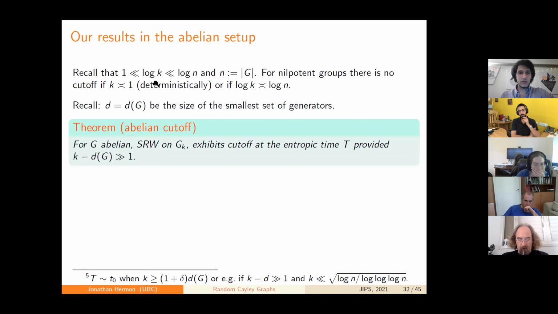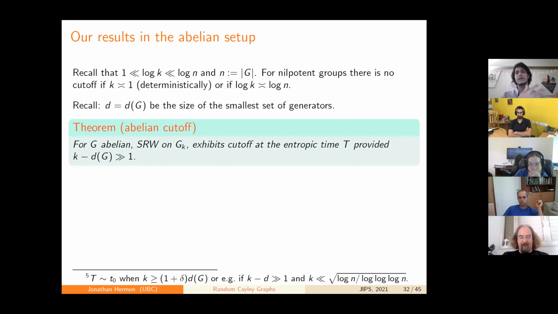Okay, so recall that we assume that the number of generators diverges, but log number of generators is little o of log size of the group. And here's why. For nilpotent groups, it follows from a classical result of Diaconis and Saloff-Coste that if the number of generators is order 1, then deterministically for all choices of generators, there is no cutoff. Moreover, for all groups, not only nilpotent, if log k is of order log n, then the mixing time is of order 1 and there's no cutoff. Right, so if we want to prove cutoff, we need this assumption on k.